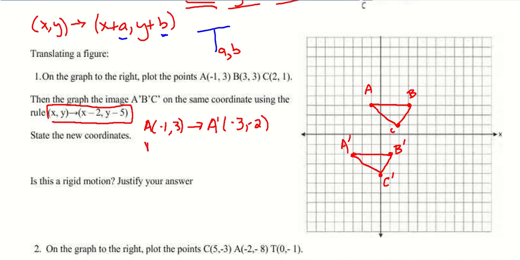Or I'm going to write down the point, which is 3, 3 for B. And then I'm going to actually do the subtraction. So 3 minus 2 is B prime, which is 1, and 3 minus 5 is -2. And so I don't have to look at the graph to get my point. I can just do the subtraction. And then I can check to make sure we got the right point. So that's a good thing to do, is do both.